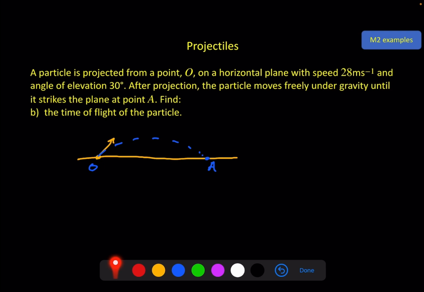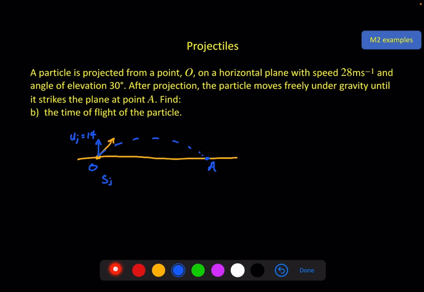So if we put a few key things on here, vertically, again, initial speed is 14. We know, of course, the acceleration is still minus 9.8 vertically, and by the time the particle gets over here, the vertical displacement is 0.